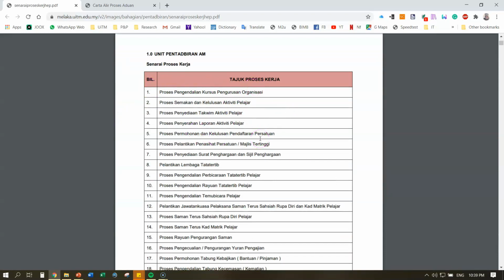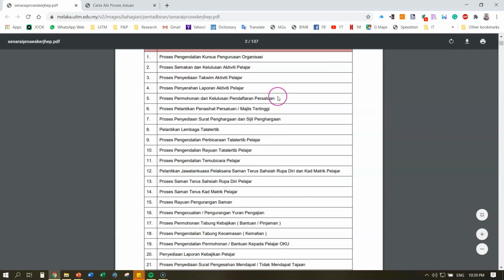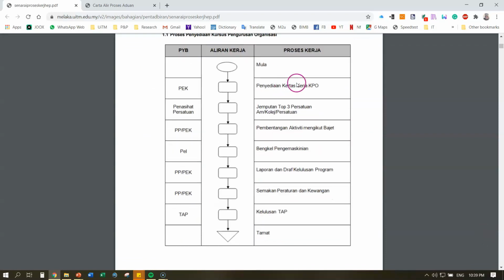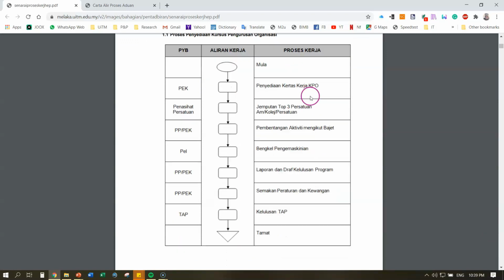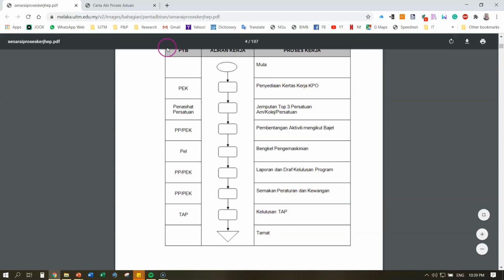Setiap organisasi dia memang perlu ada satu dokumen yang menyenaraikan proses kerja setiap proses. So jangan terkejut bila esok nanti bila you kerja, you ditugaskan untuk create flowchart untuk setiap proses dekat department you. Okay. Ini salah satu contoh proses penyediaan khusus pengurusan organisasi. Mula, tamat. You nak buat bentuk macam ni pun boleh. Bentuk flowchart. Okay.